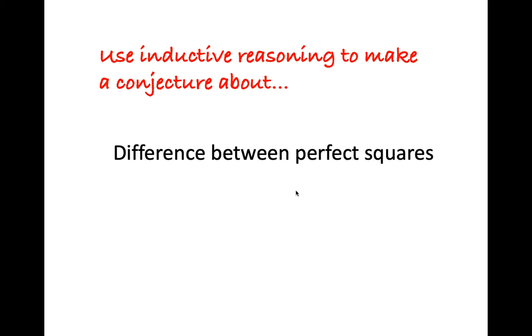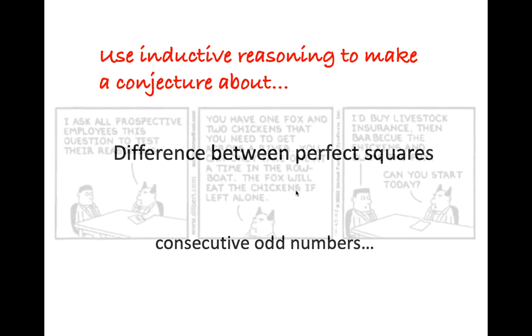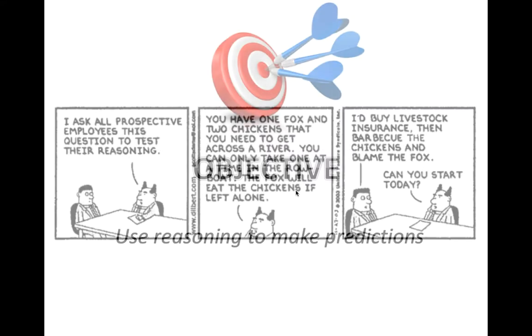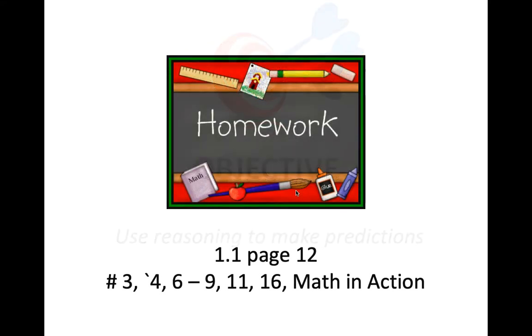And lastly, what's the difference between perfect squares? Well, if I were to make a list of perfect squares and look at the difference, there's a difference of 3, and then 5, and then 7, and 9. So consecutive odd numbers are the difference between perfect squares. Okay, there you have it.